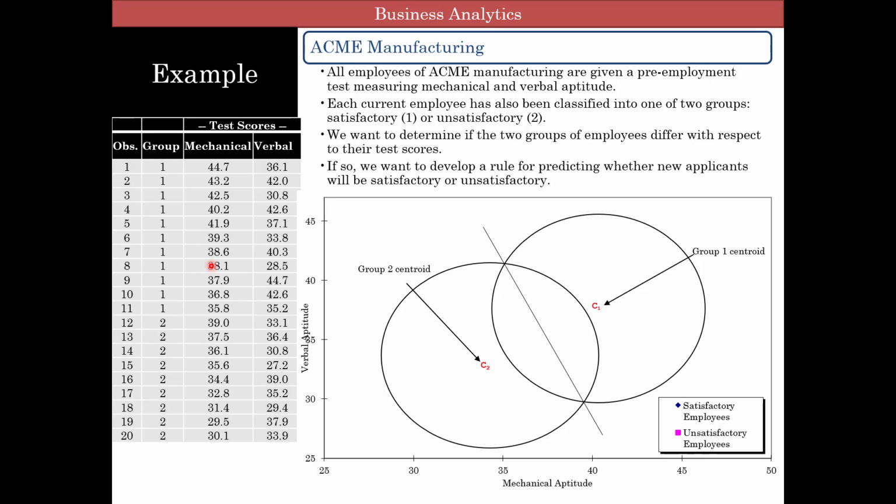Okay, so if we plot this, we can see that here in blue are the satisfactory employees, and here in pink are the unsatisfactory employees, and here is their centroid. And it's easy to see visually, for human beings, where the cutoff is, kind of. Where is this cutoff going to be? Okay, but it's hard to build a model, and we'll talk about the process of building a model.